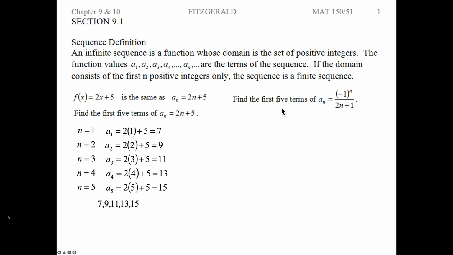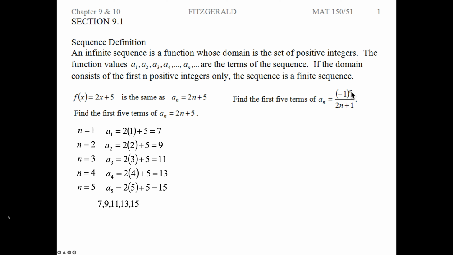Next, let's go ahead and find the first 5 terms of this sequence. This one has something a little different. We have negative 1 raised to the n power. And we have a linear function on the bottom, so we're going to get the same effect as we had with these numbers, but in the denominator. Let's talk about the numerator.